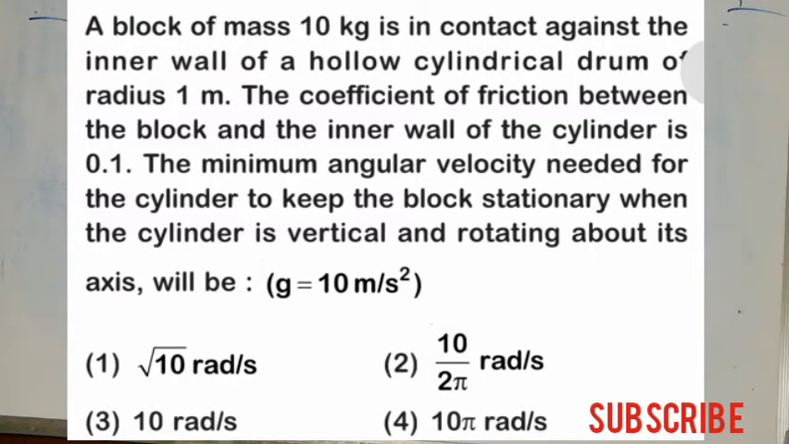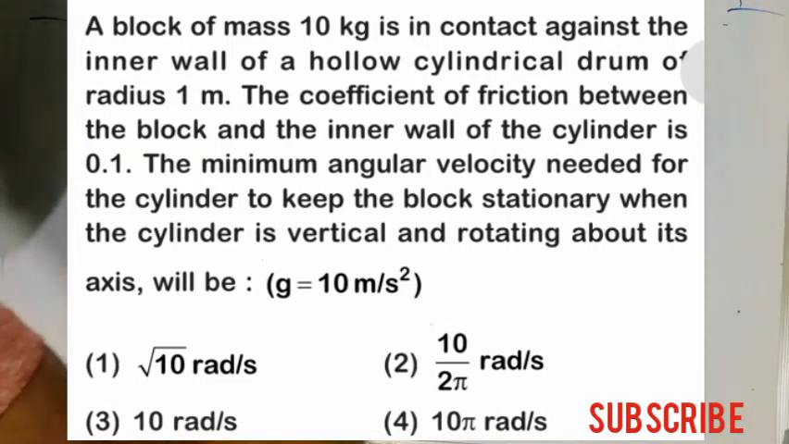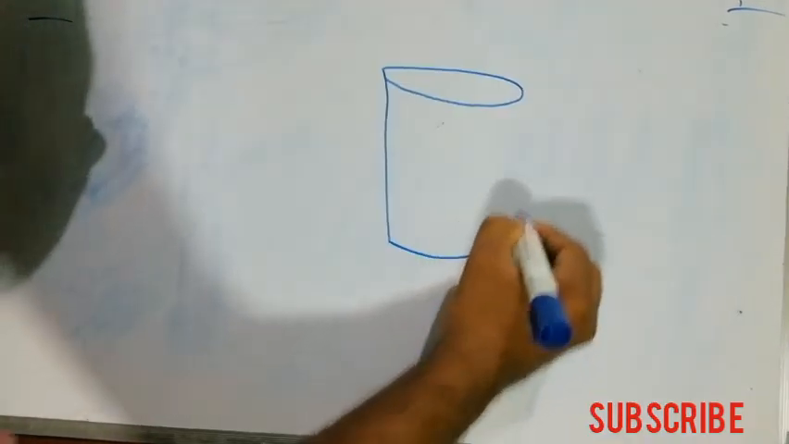Our next problem: a block of mass 10 kg is in contact against the inner wall of a hollow cylindrical drum of radius 1 meter, and the coefficient of friction is equal to 0.1. Find the minimum angular velocity needed for the cylinder to keep the block stationary when the cylinder is vertical and rotating about its own axis.